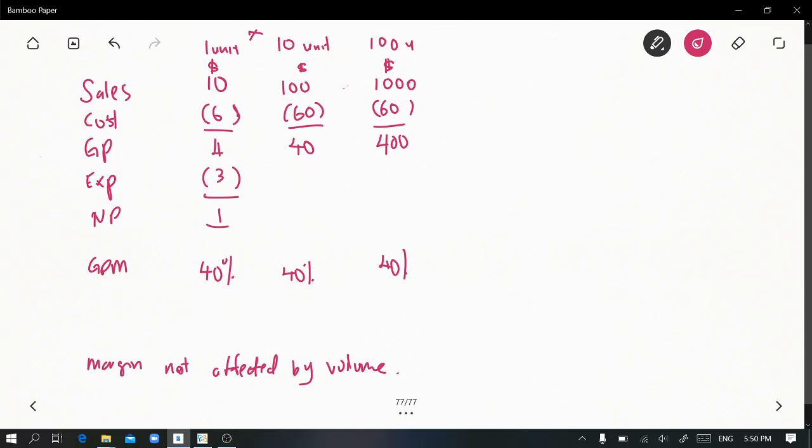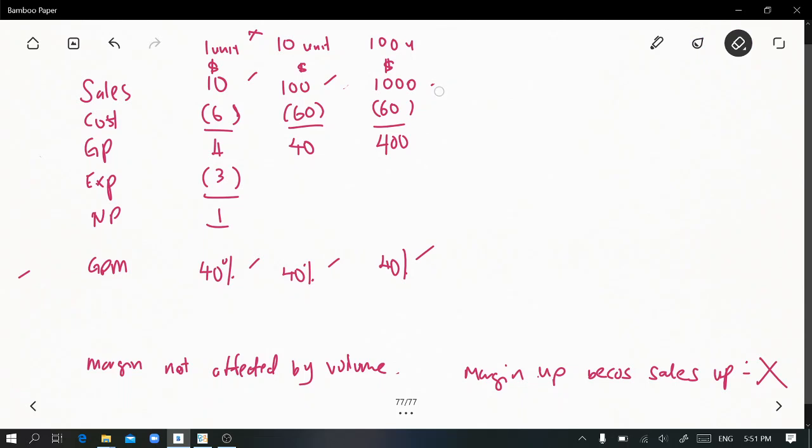So your explanation, margin up because sales up. Is this statement correct? Margin is this one, GP margin. It goes up because sales go up. So this statement is wrong. You can see the sales 10, 100, 1000, sales go up, but margin is still the same. So it's not about the total sales.